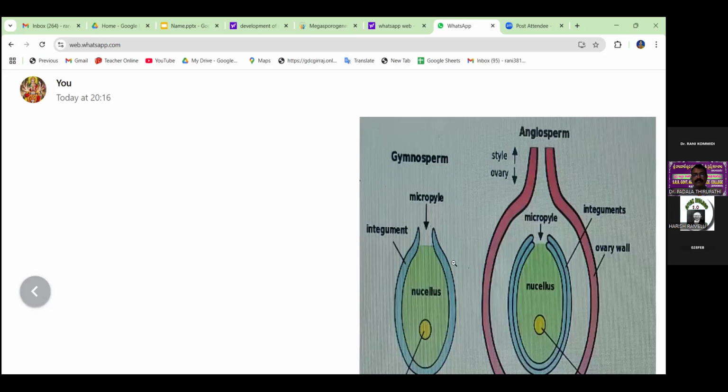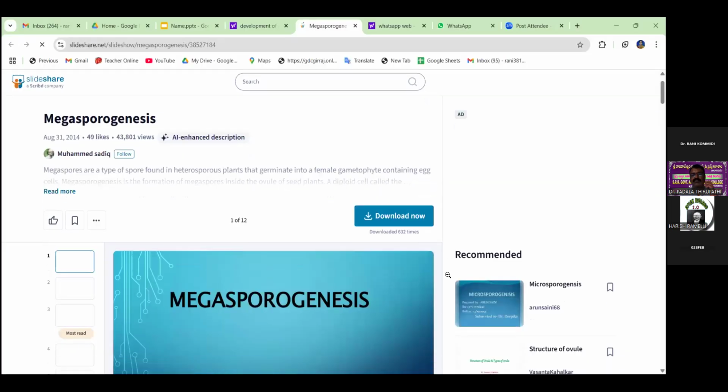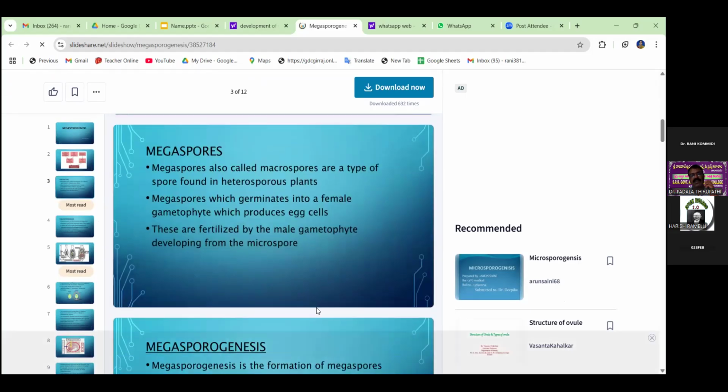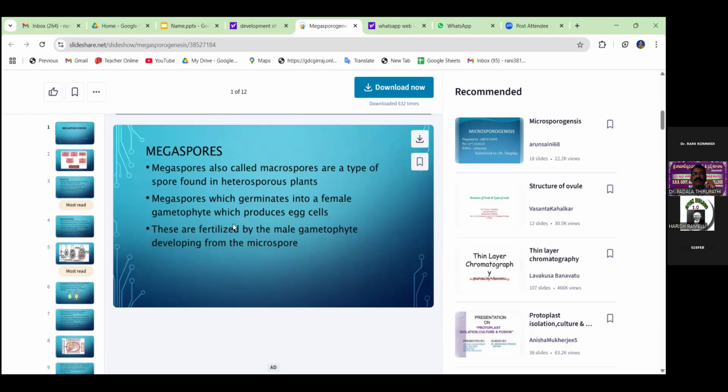So gymnosperms and angiosperms. The megaspores are also called the macrospores. They are a type of spore found in the heterosporous plants. The megaspore germinates into a female gametophyte which produces the egg cells. These are fertilized by the male gametophyte developing from the microspore.